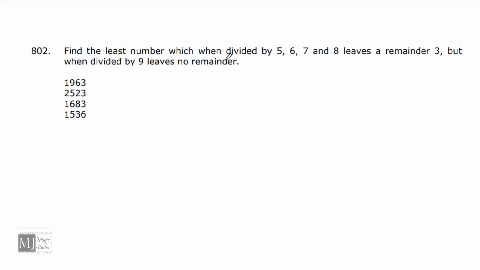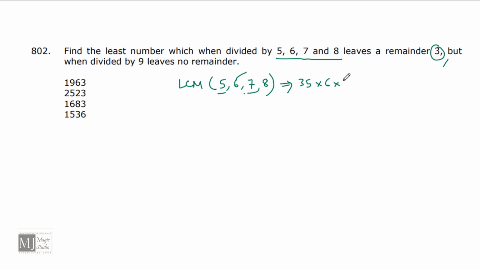Find the least number which when divided by 5, 6, 7, 8 leaves remainder 3. Stop. We need the LCM of 5, 6, 7, 8. LCM of 5, 6, 7, 8 would be 35 into 6 into 4. That would be 840.